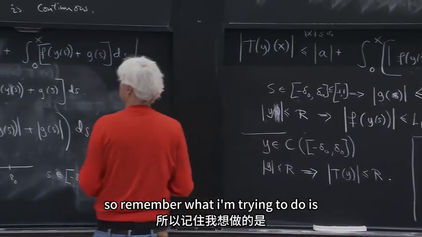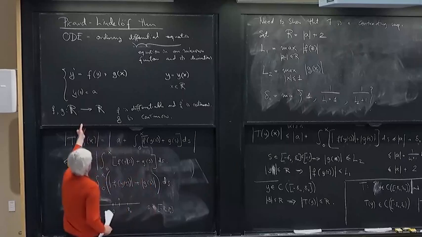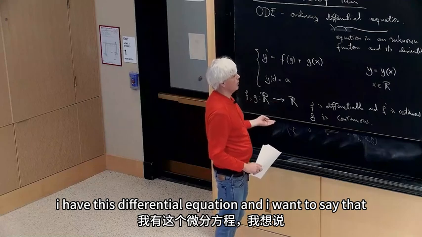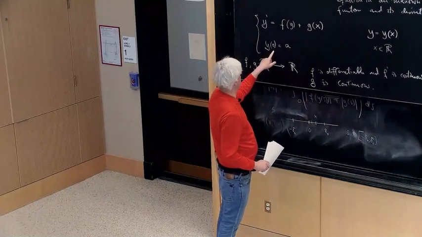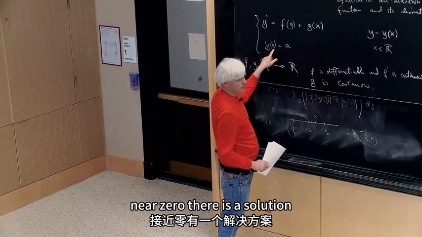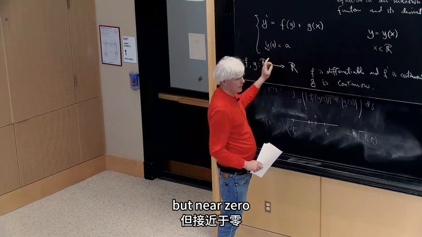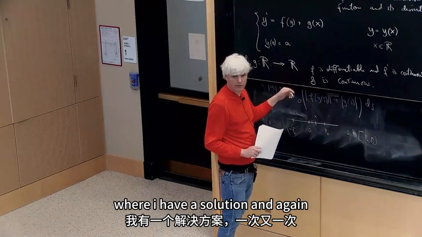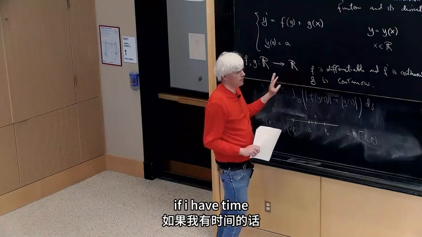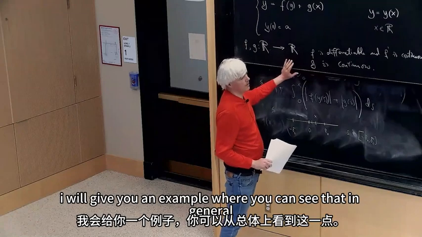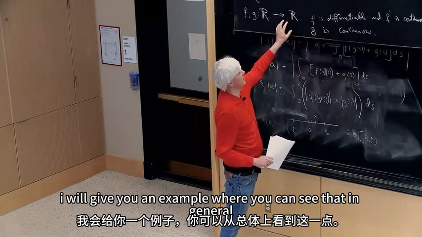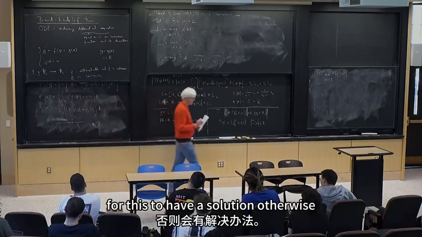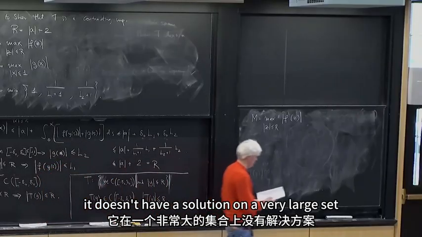So remember what I'm trying to do. I have this differential equation, and I want to say that near zero, there is a solution. But near zero just means that there exists some tiny interval around zero where I have a solution. And again, if I have time, or else I will do it next time, I will give an example where you can see that in general, you would need to look at a very tiny interval for this to have a solution. Otherwise, it doesn't have a solution on a very large set.